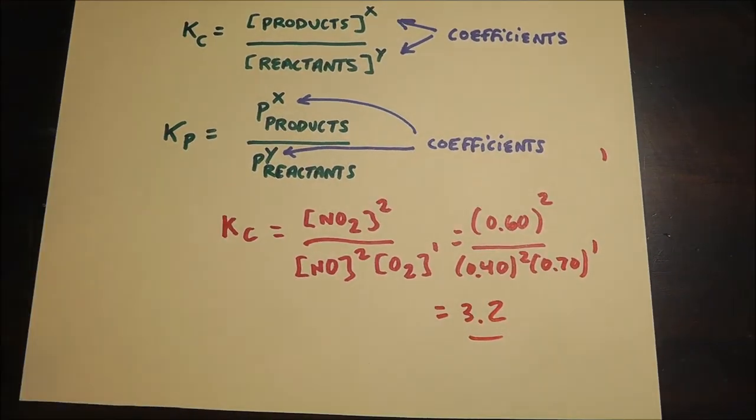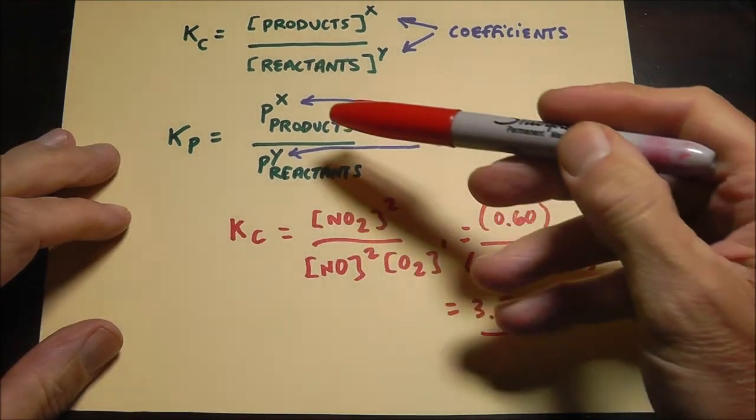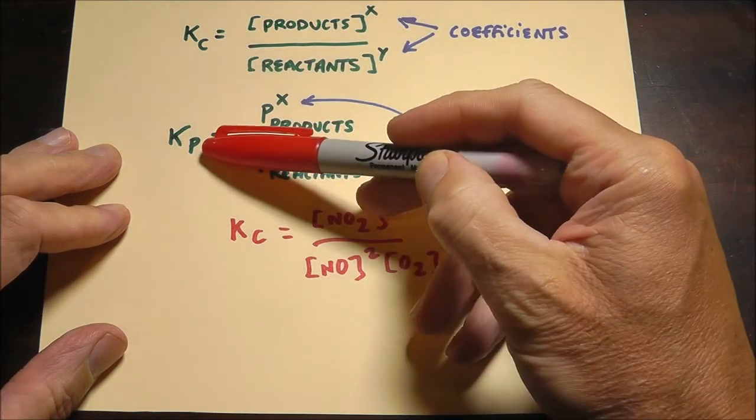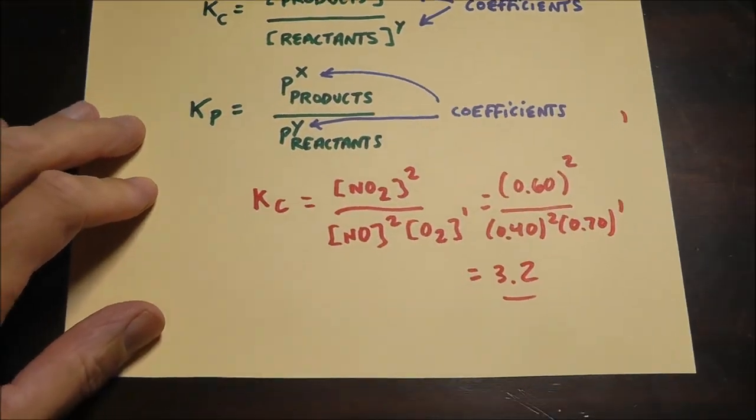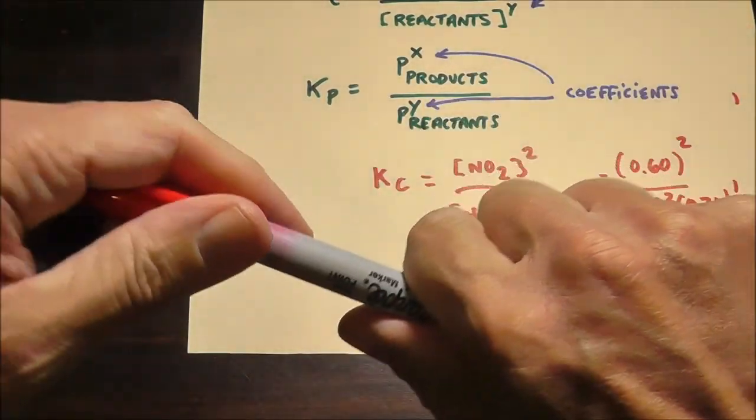What does that tell the reader? That tells the reader that this leans a little bit more towards the products than the reactants. And by the way, we could do this with pressures. This is called Kp if it's pressures, and Kc with concentration. And so a couple of different scenarios happen.